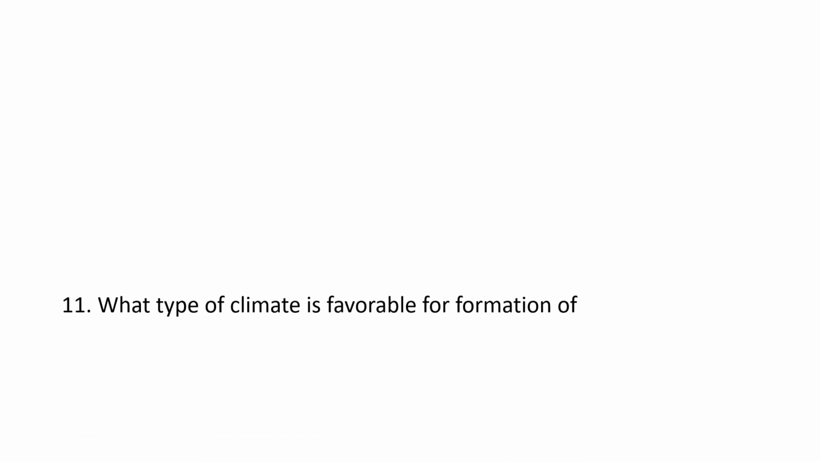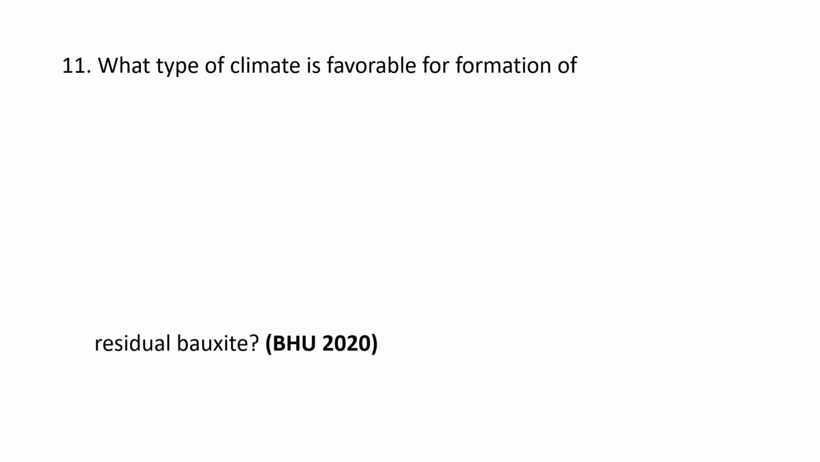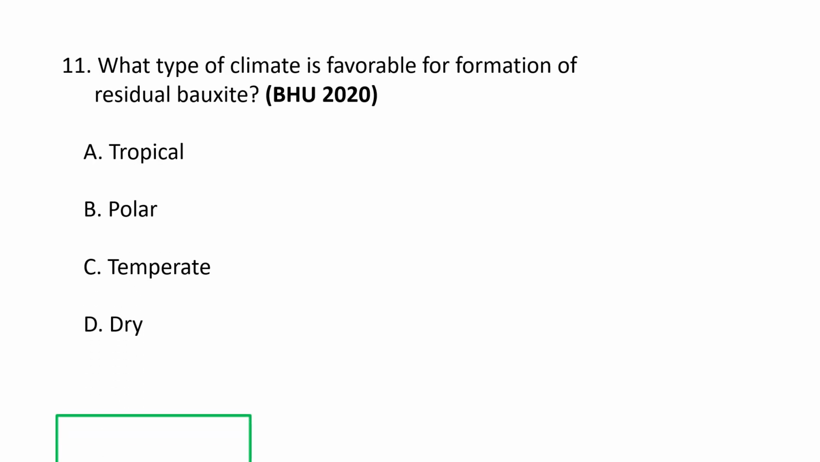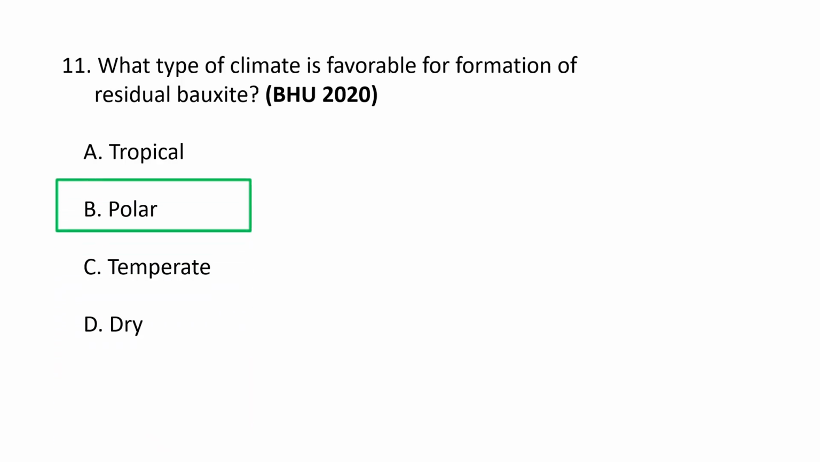Next question. What type of climate is favorable for the formation of residual bauxite deposits? A. Tropical, B. Polar, C. Temperate, and D. Dry. Obviously, the tropical climate is extremely favorable for the formation of residual bauxite. These climates typically experience high temperatures and abundant rainfall, which are the key factors in the process of lateritic weathering that leads to bauxite formation.